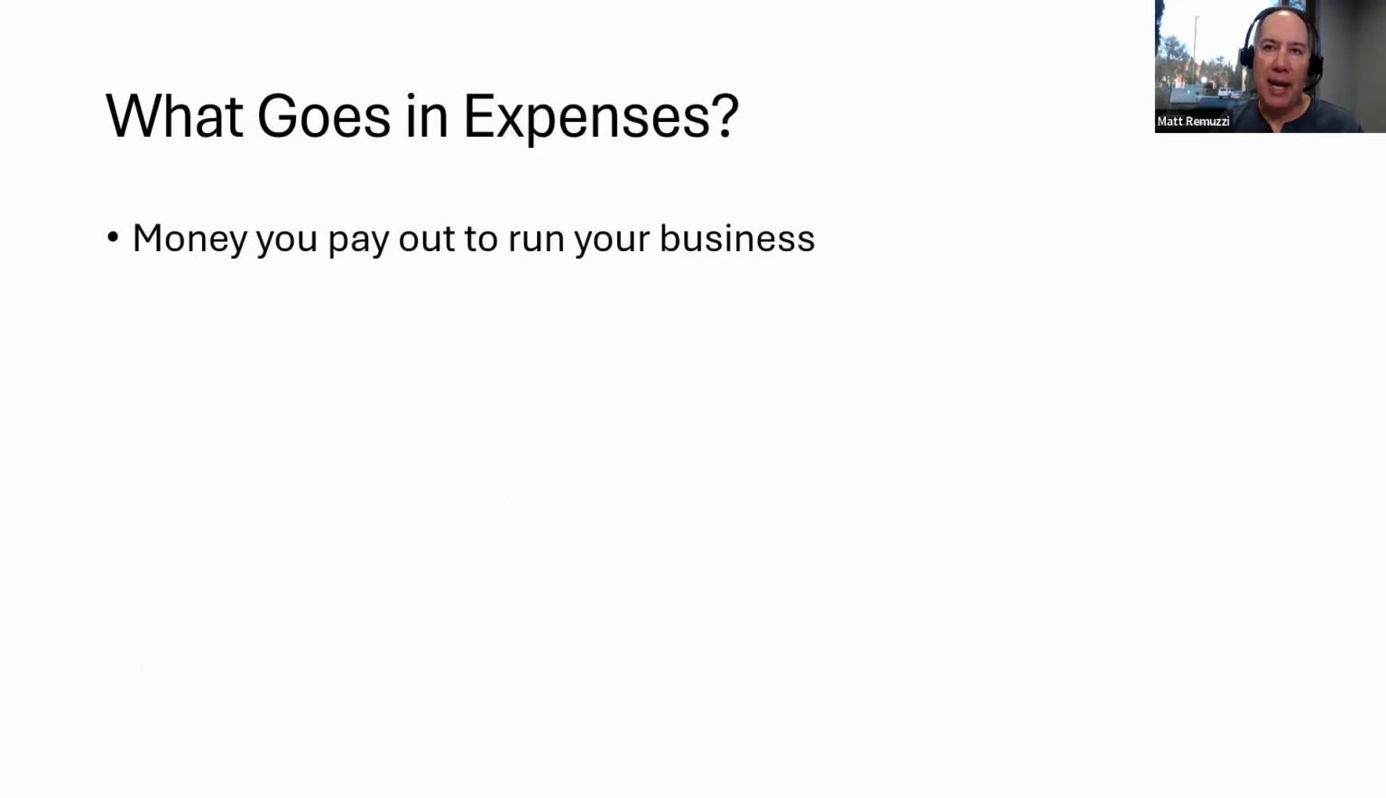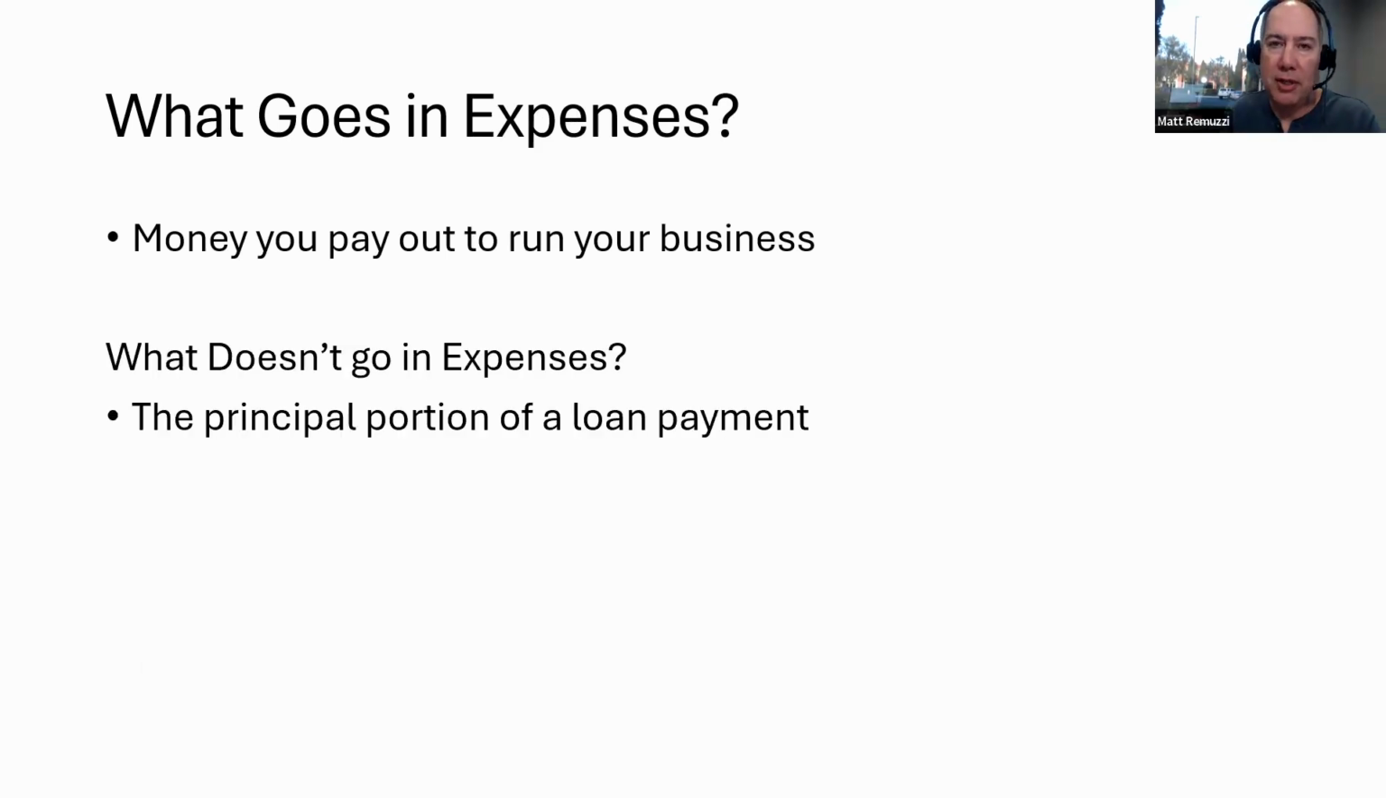Money you pay out to run your business, things like advertising, rent, insurance, payroll, anything that you are spending money on in the course of running your primary business. Well, it doesn't go in expenses. So the principal portion of a loan payment.